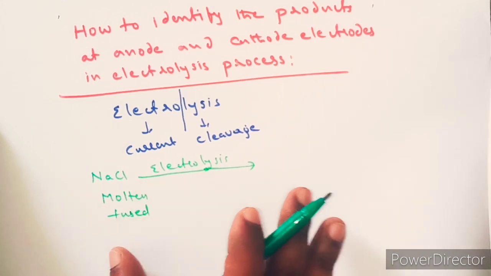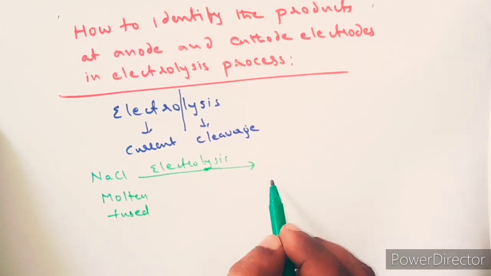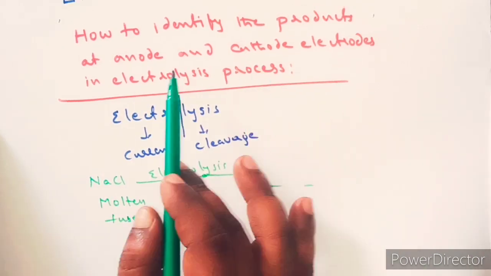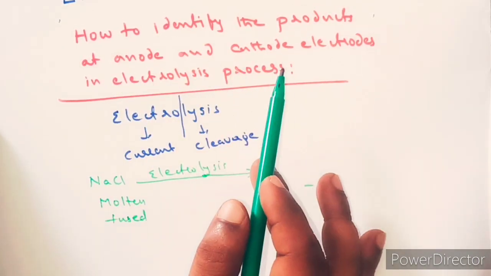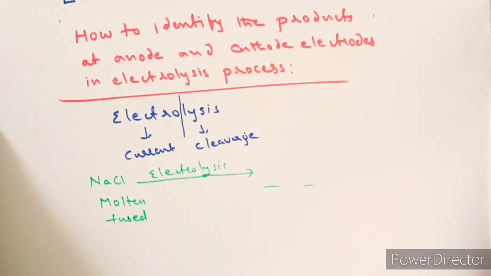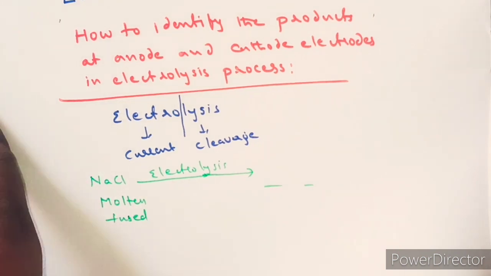During this, what are the products we are getting here? Our topic is about this only: how to identify the products at the anode and cathode electrodes in the electrolysis process. This is our topic today. Here, I would like to tell you some basics first. Let us complete the basics quickly.